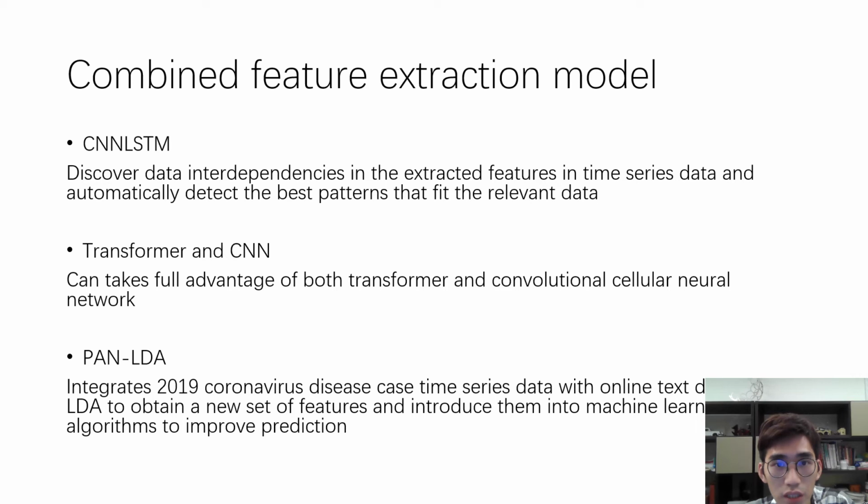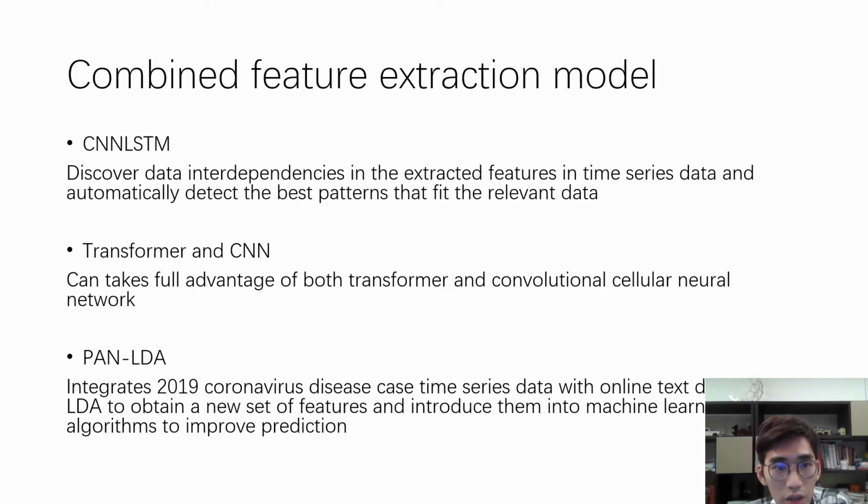Compared with traditional CNN feature extraction and classification, CNN-LSTM can discover data interdependencies in the extracted features in the time series data and automatically detect the best patterns that fit the relevant data. Transformer and CNN can work in both transformer and convolutional neural network. CNN can take full advantage of extracting local features while transformer can extract global features of the image.